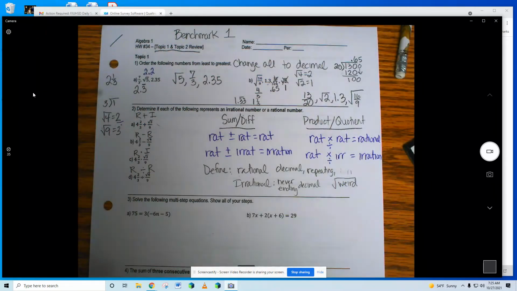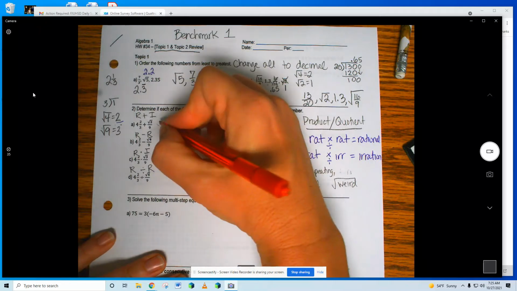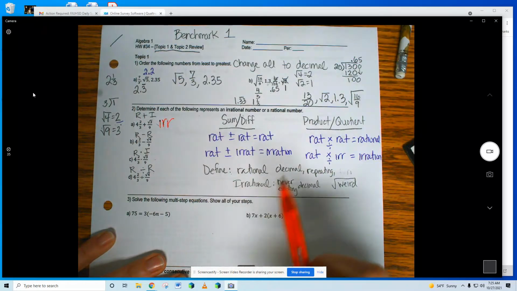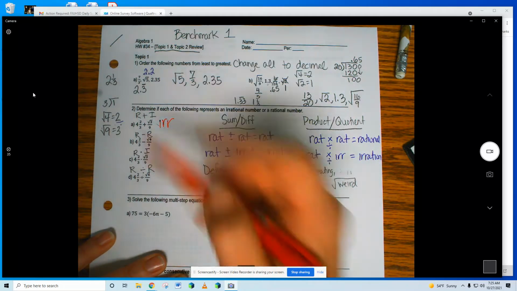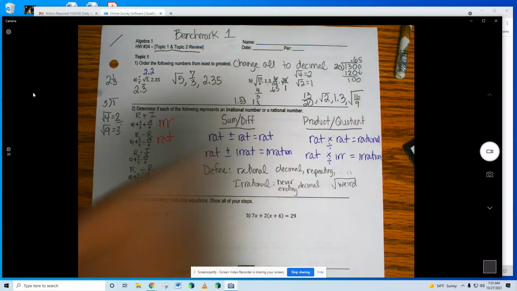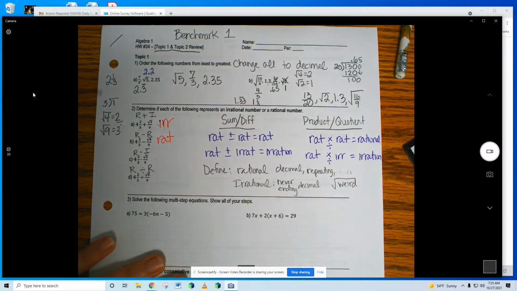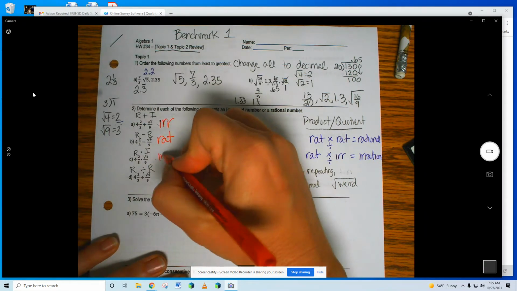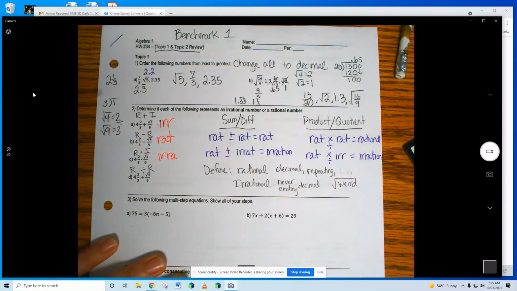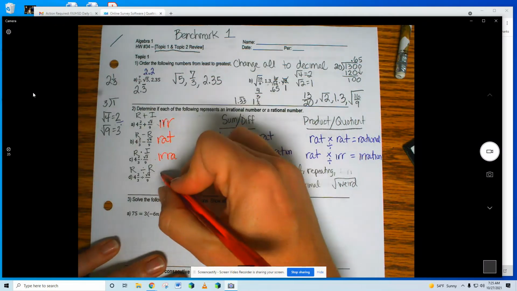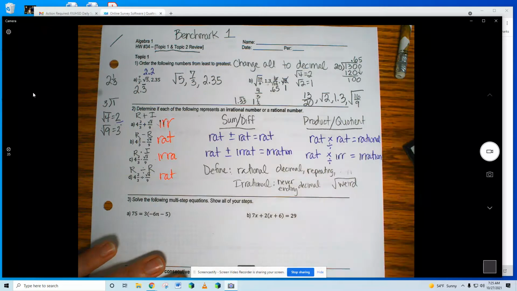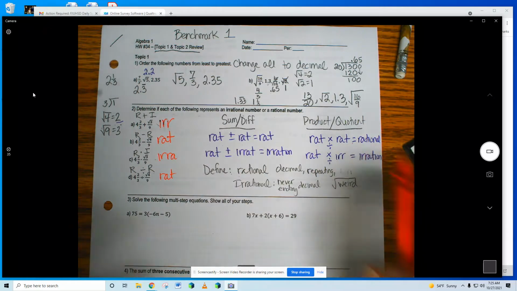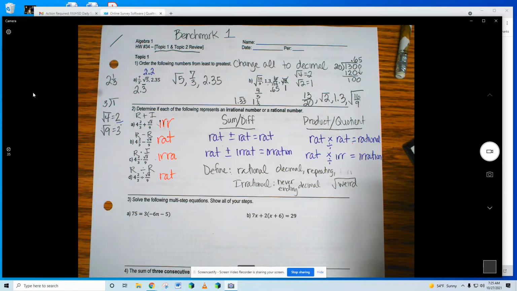Okay, so then you're able to figure out what's what. A rational plus an irrational is irrational. A rational minus a rational is rational. Rational times an irrational is irrational. Irrational divided by a rational is rational. So when they're the same, you're going to get a rational. When you switch, we got one of each. That's irrational.